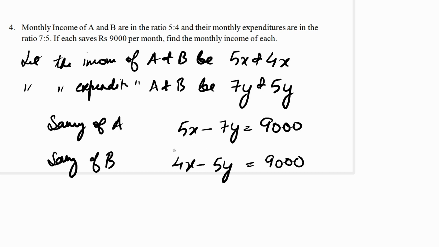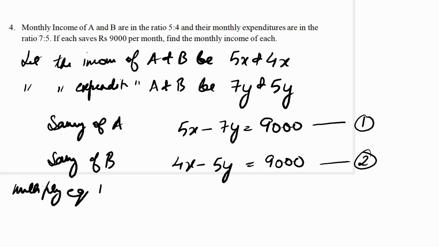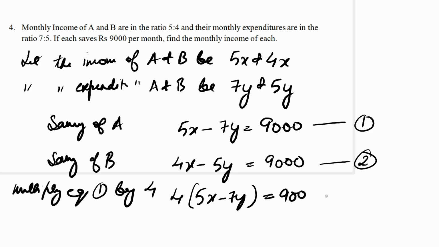Okay. So now what we will do? See, here the coefficients of neither x nor y are the same. So we will make them the same. We will multiply equation 1 by 4 and equation 2 by 5. Multiplying equation 1 by 4, 4 into 5x minus 7y is equal to 9,000 into 4. So this will become 20x minus 28y is equal to 36,000.